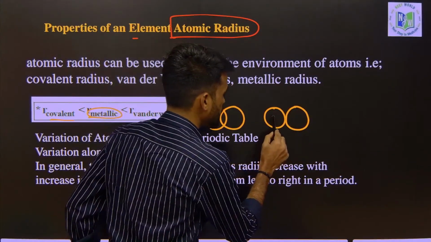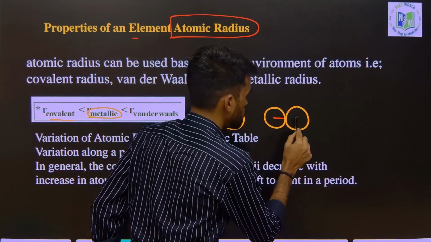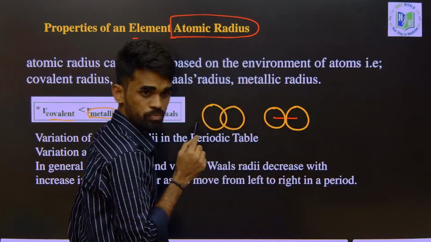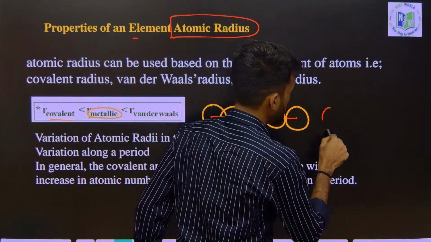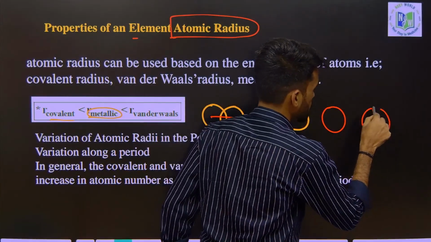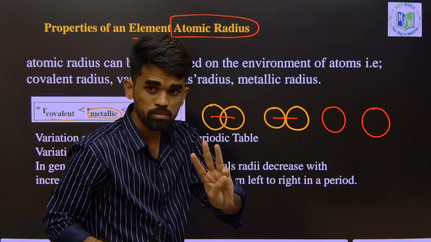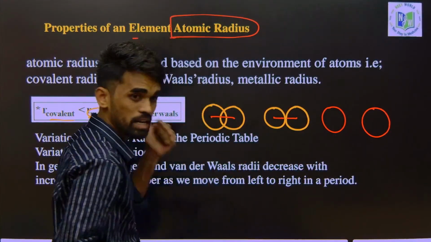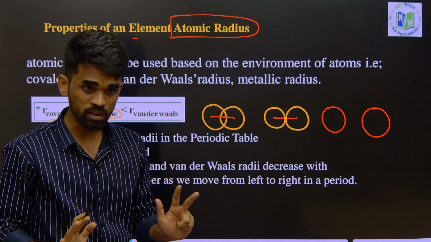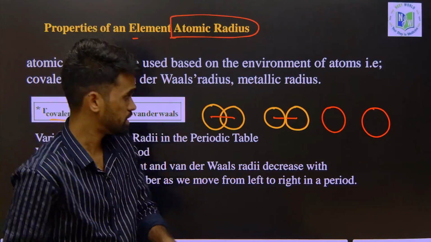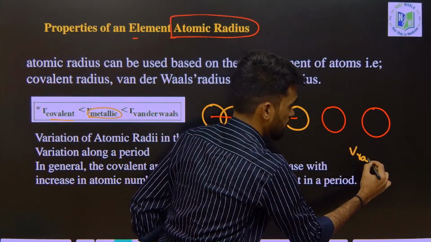Okay. What is meant by radius? From center to the edge. Like this, no? So from here also we have covalent radius, and for van der Waal, the atoms are not close to each other, they have some gap in between. Okay. So 3 types of radius are there. One is van der Waal radius, another one is metallic, another one is covalent. Out of this, which radius is maximum? See, the distance is maximum between these two. So this is van der Waal radius.